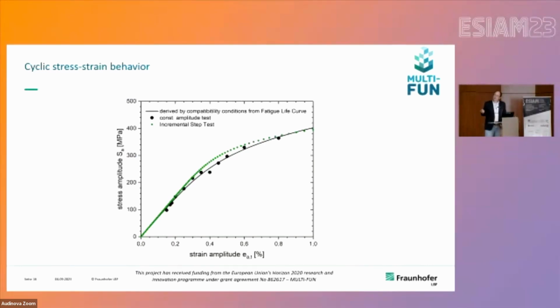The black one is derived from polished specimens and constant amplitude tests, and the green one is derived from a specimen which is tested within the incremental step test. And you see, you get nearly the same stress strain behavior. This is quite nice for the fatigue approach, because you have the same stress strain behavior, and just in the post-processing you have to decide if you have a polished surface or a rough surface, and which of the stress strain curves, strain life curves you have to use.